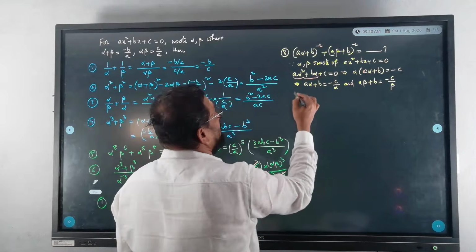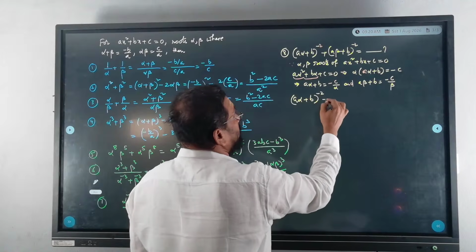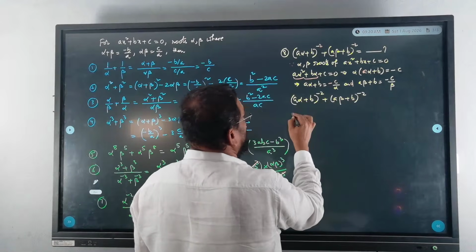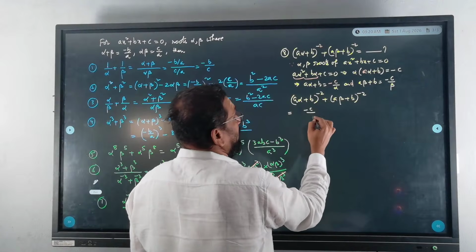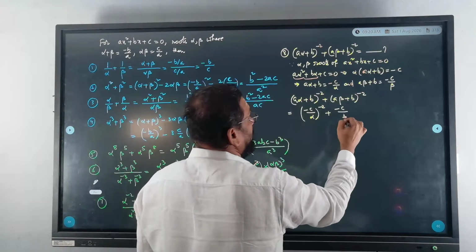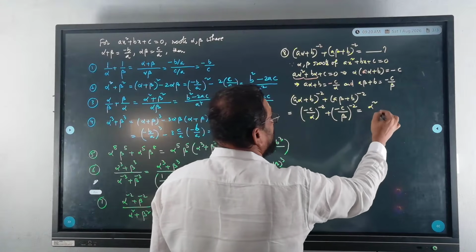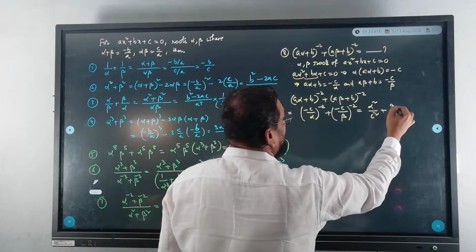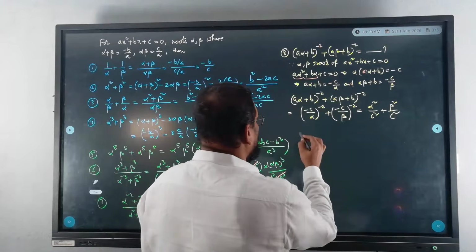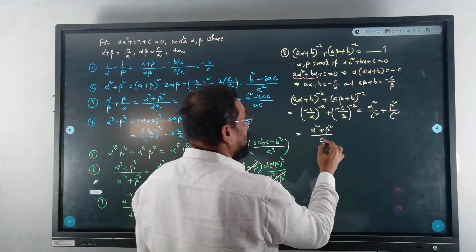So now what do we have to find? a alpha plus b whole power minus 2 plus a beta plus b whole power minus 2. So that is minus c by alpha whole power minus 2 plus minus c by beta whole power minus 2. So this is alpha square by c square plus beta square by c square, with same denominator. So alpha square plus beta square by c square.